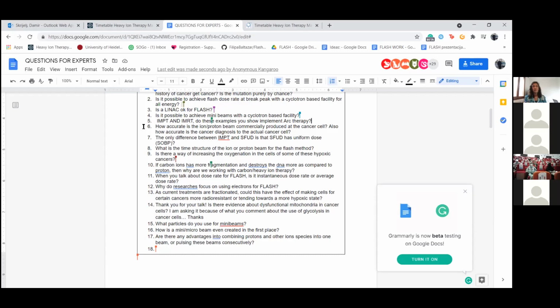Okay, so I'm on question 9. Is there a way of increasing the oxygenation of cells in some of these hypoxic cancers? No, there is not an easy way to do it.